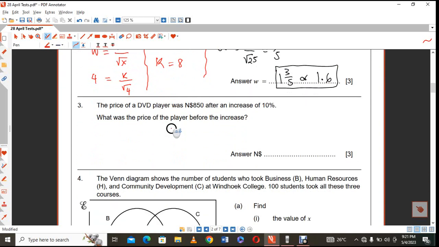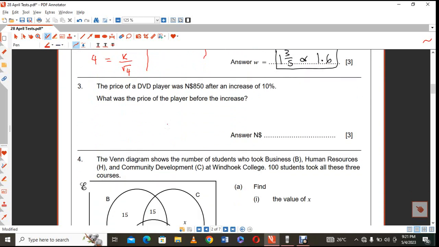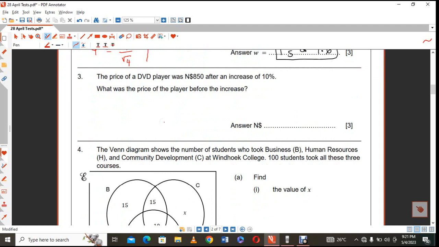Question 3, a little bit of money questions that I have included here. I also included in this paper something on compound interest questions, as well as simple interest questions. This one says the price of a DVD player was 850 Namibian dollars after an increase of 10%. So an increase of 10% represents 100% plus 10%, that represents 110%.